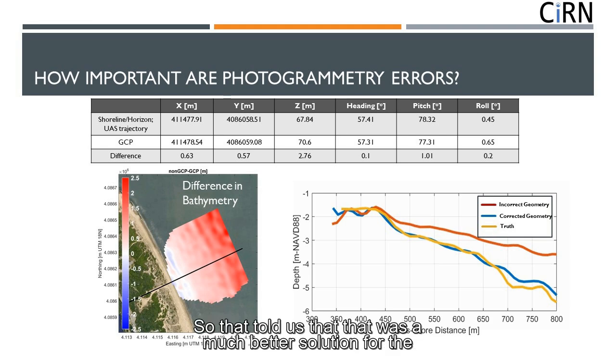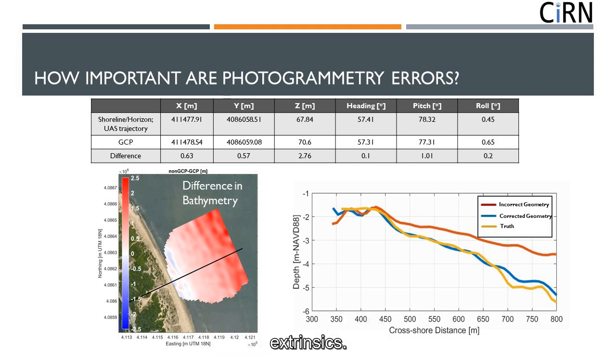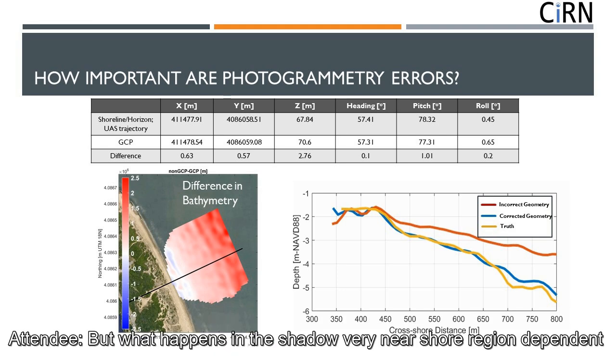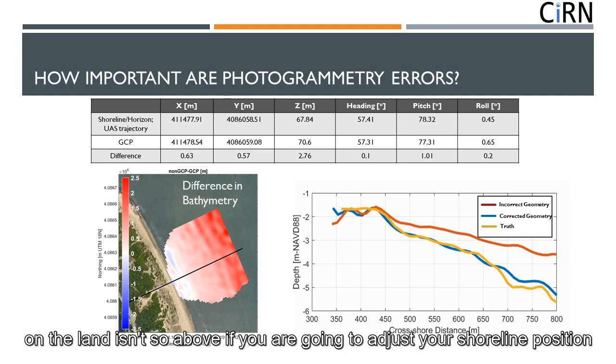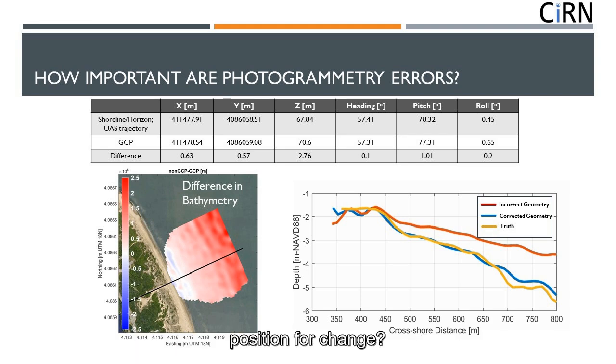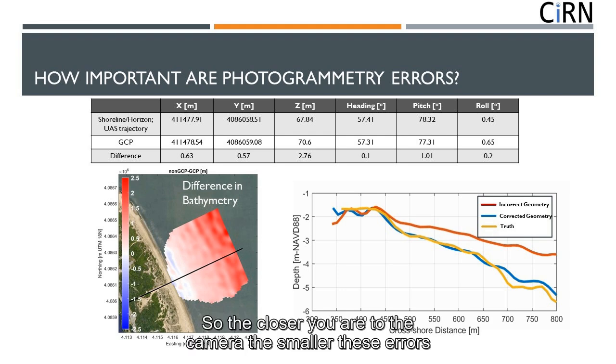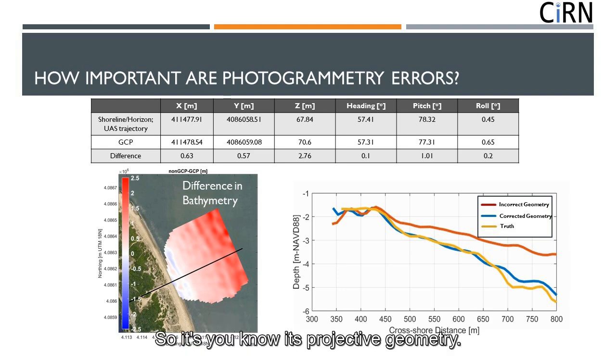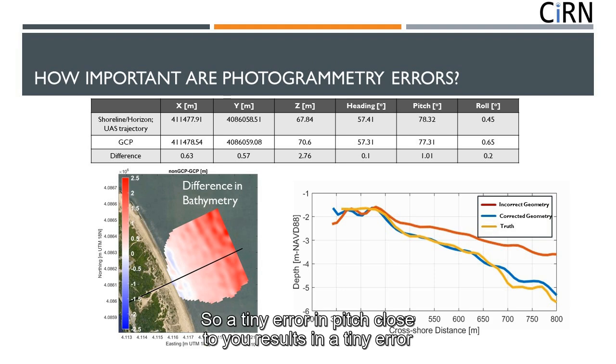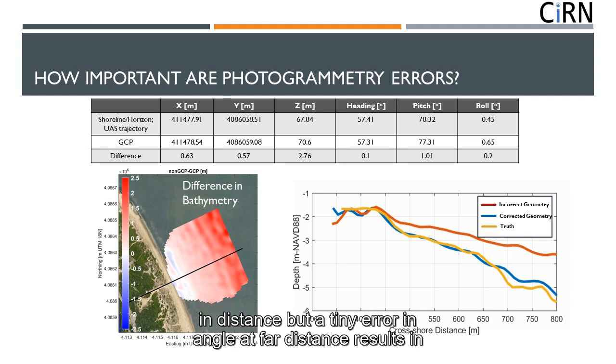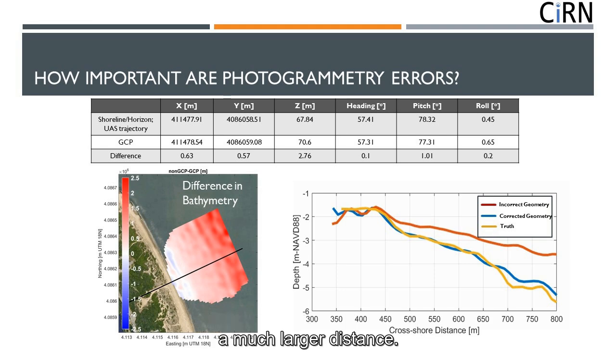So that told us that was a much better solution for the extrinsics. But what happens in the shallow, very near shore region, and even on land, if you are interested in shoreline position or features? The closer you are to the camera, the smaller these errors will be, right? It's projective geometry. A tiny error in pitch close to you results in a tiny error in distance, but a tiny error in angle at far distance results in a much larger distance error.